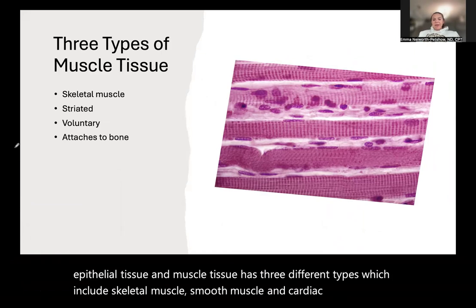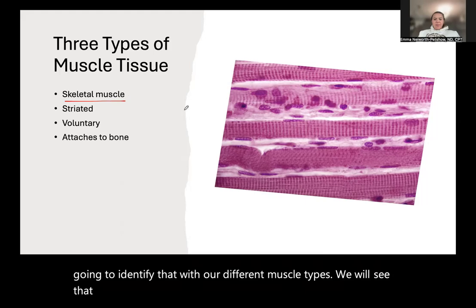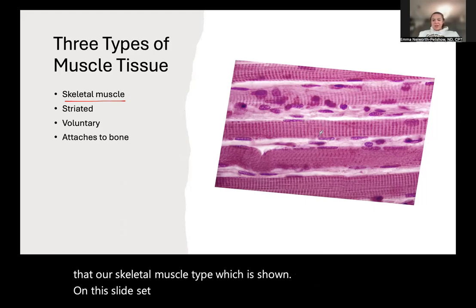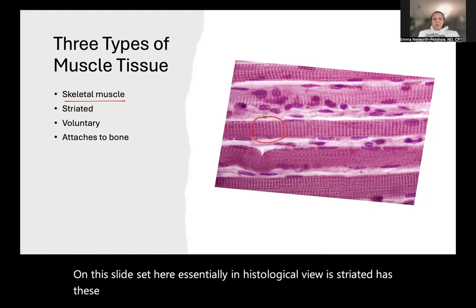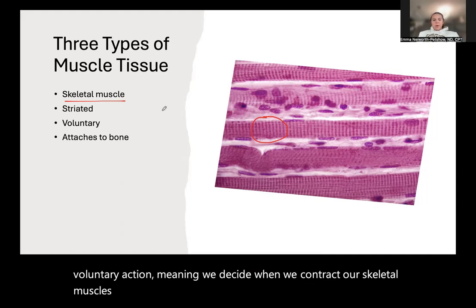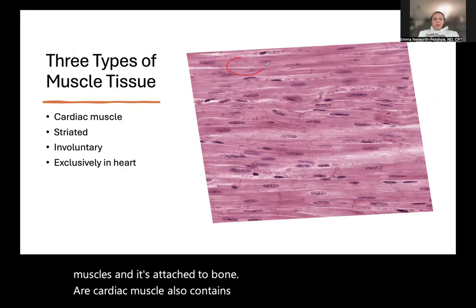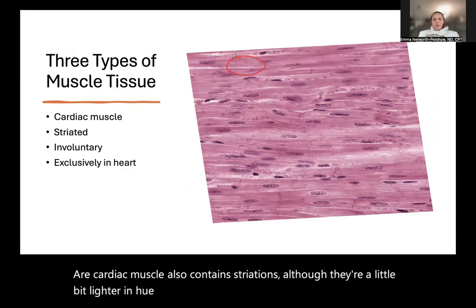We're going to identify that with our different muscle types, we will see that our skeletal muscle type, which is shown on this slide set here, essentially in histological view, is striated. It has these striations or stripes from our sarcomeres. It contracts via voluntary action, meaning we decide when we contract our skeletal muscles, and it's attached to bone. Our cardiac muscle also contains striations, although they're a little bit lighter in hue than our skeletal muscle. This contracts constantly. It's our heart and it's involuntary.